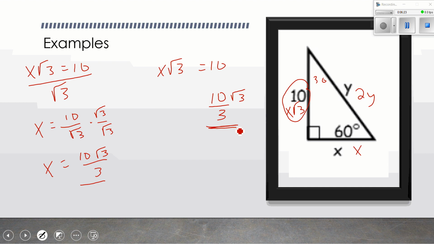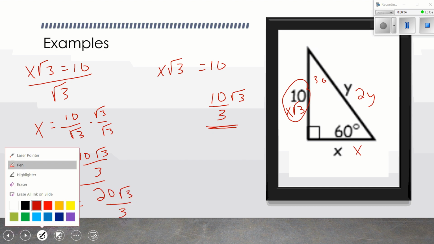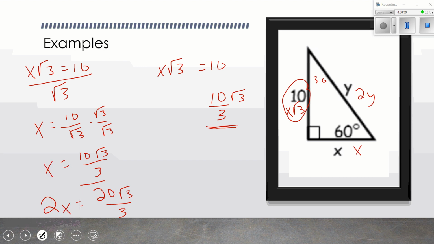Alright, so if x is equal to 10 root 3 over 3, then I can do 2x equals 2 times that, which would be 20 root 3 over 3. So I go over to my drawing and I label. I have x is going to be 10 root 3 all over 3, and y is going to be 20 root 3 all over 3.